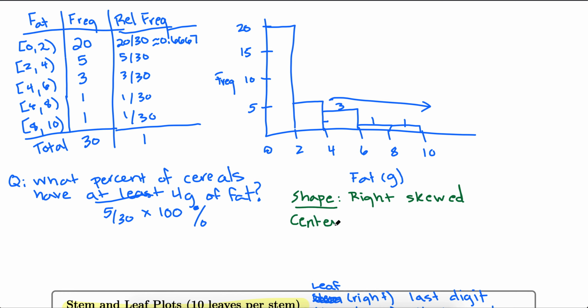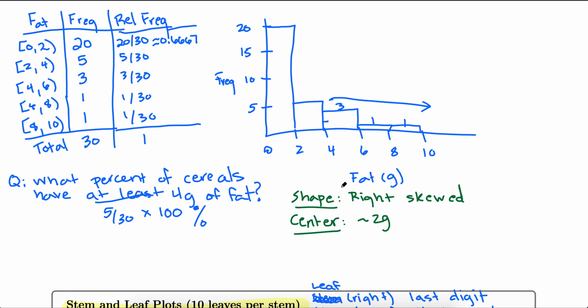Let's think about the center. Again, we might have different ideas, but just get a rough thought here. Where is it balanced? Where would that fulcrum have to be? I would say probably this 0 to 2 is where the median would be because we have most of the observations there. So I'll say about 2 grams.